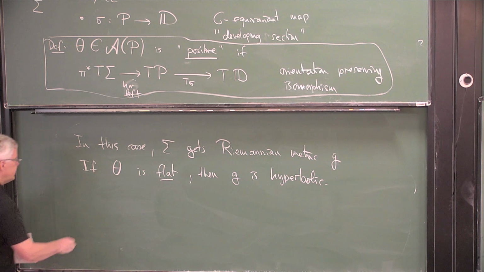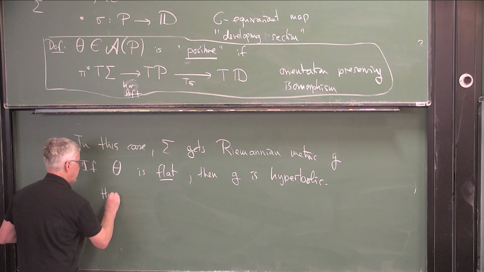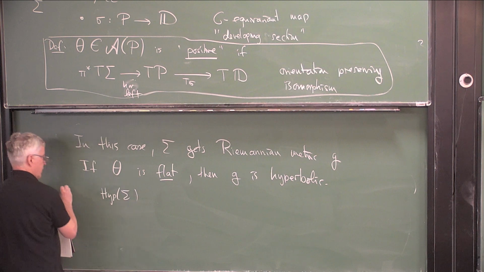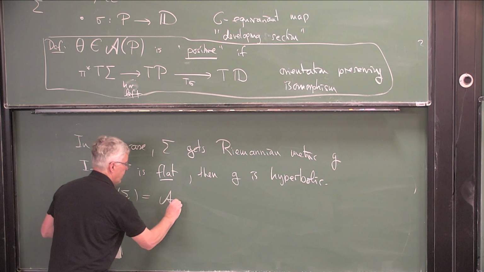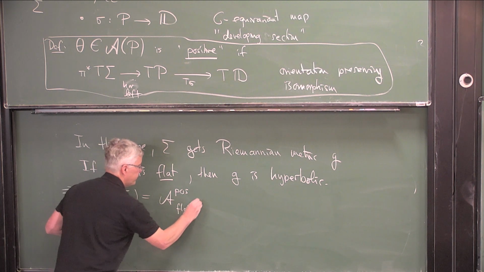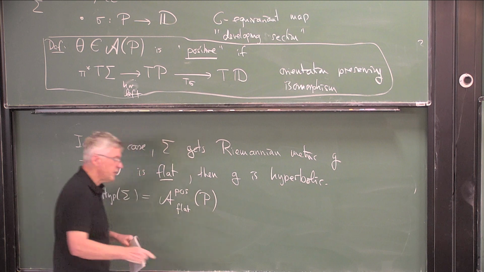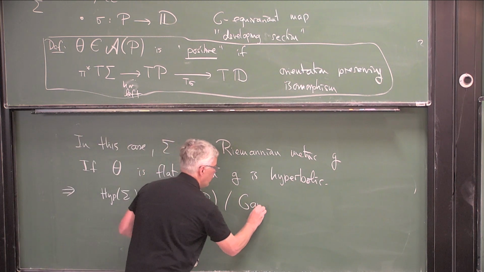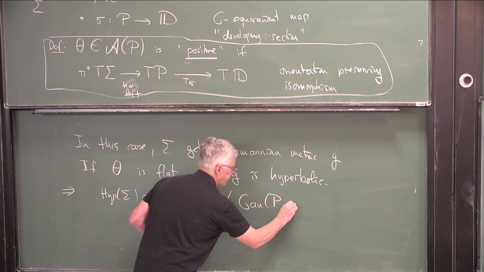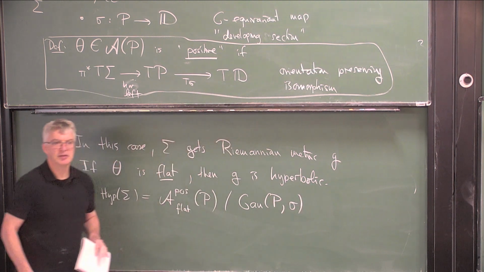And so we can really say hyperbolic structures on the surface are these positive connections which are flat, and then up to gauge transformations which preserve my developing section.